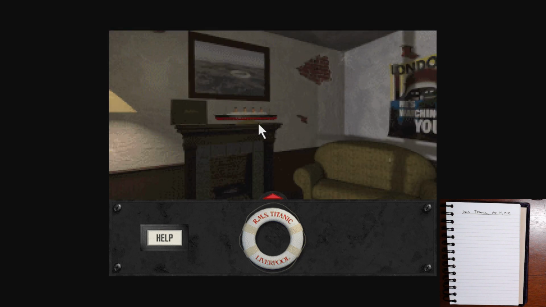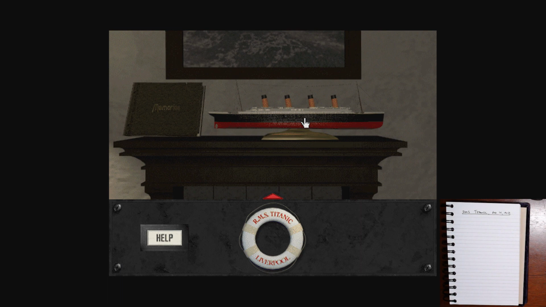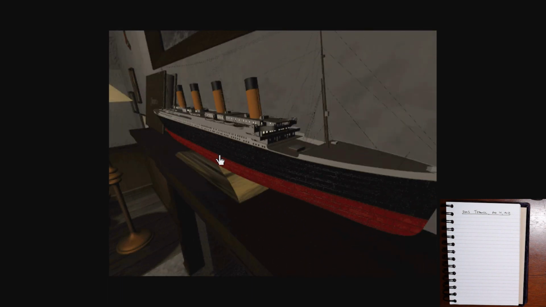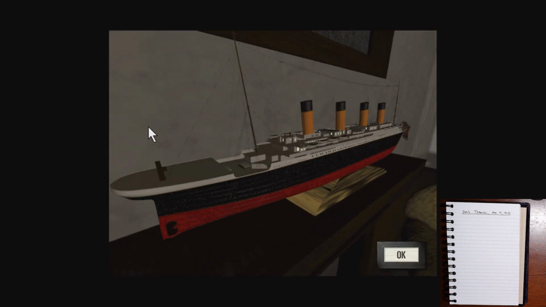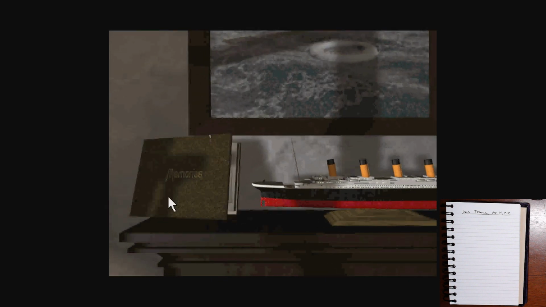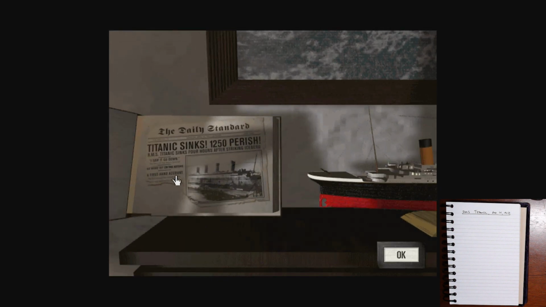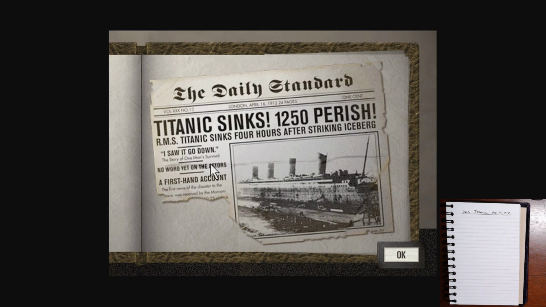But so, while I explore here, on my mantelpiece is this beautiful model of the Titanic. Not sure why I have that in the 40s. Memories. Titanic sinks, 1,250 perish. So I've got this clipping from the wreck of the Titanic.